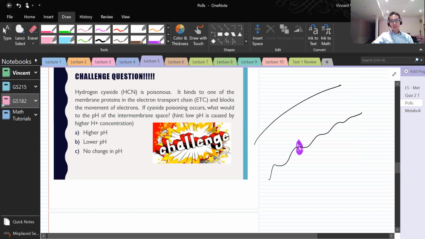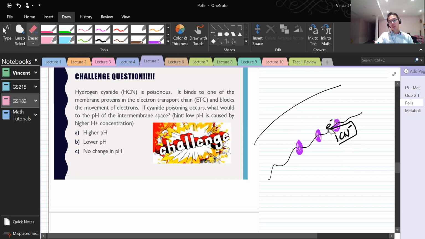So here is my ETC. As you know, normally you will pump H plus into the intermembrane space, right? You'll pump H plus. Now, if we are poisoned by hydrogen cyanide, so we have a CN here. It will bind to one of the membrane proteins and block the movement of electrons. So this is like the kid that won't go away, basically, right? So the electron will not be able to slide down the ETC because of the presence of cyanide.